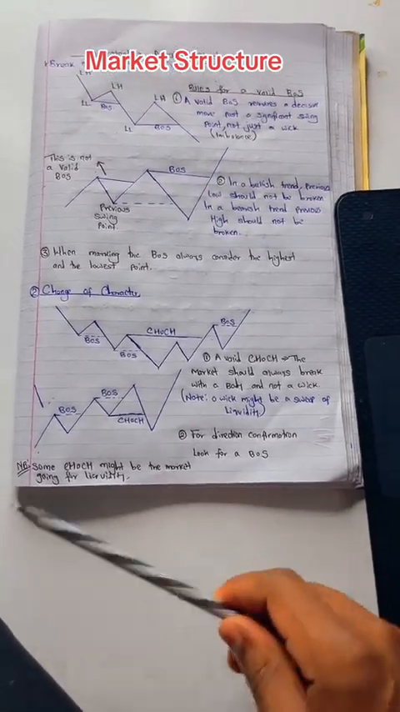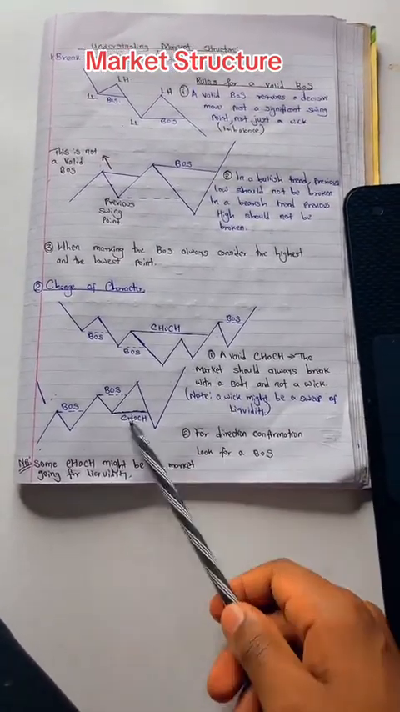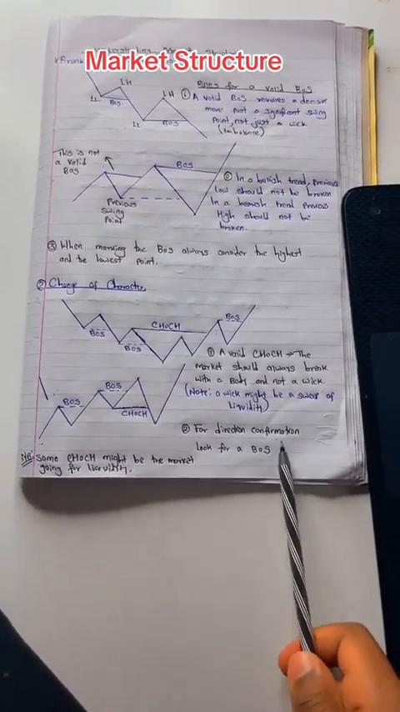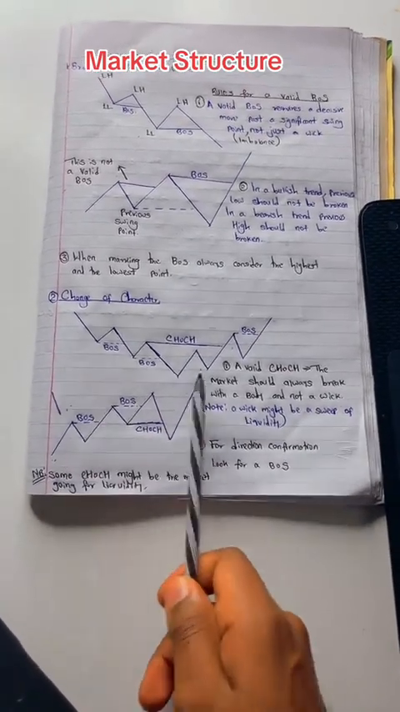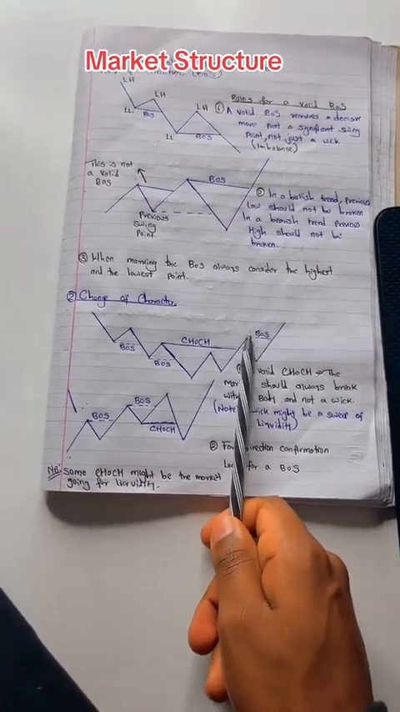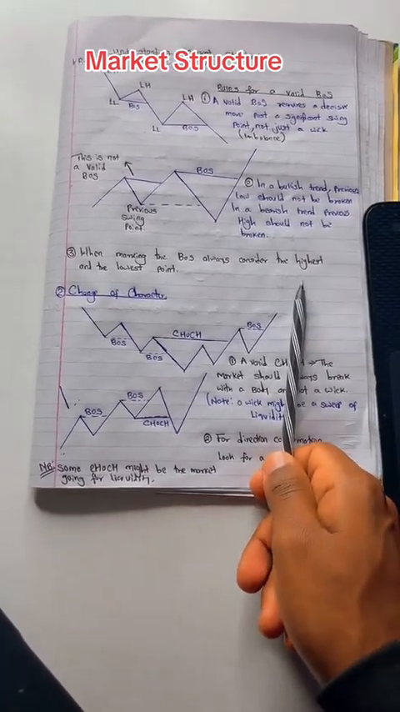Then, for confirmation of direction, you need to see the market give you a break of structure, a valid break of structure. I've given an example. This is the example here. So at this point, you have a confirmation that you're going upwards.